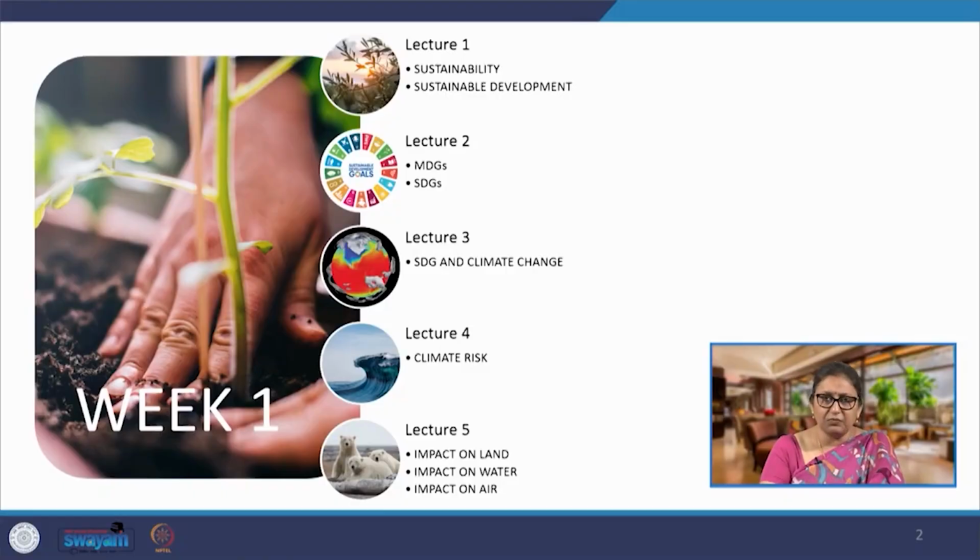8 weeks. So, starting with week 1, we were trying to understand the whole concept of sustainability and sustainable development. How did we start to discuss sustainability and sustainable development, where all it started, how we defined and why we defined sustainable development goals and millennium development goals for us. Why was it driving? Why was the whole discussion around sustainability and sustainable development happening? We found out that it was primarily happening because of the climate change. So, climate change was at the center of it.